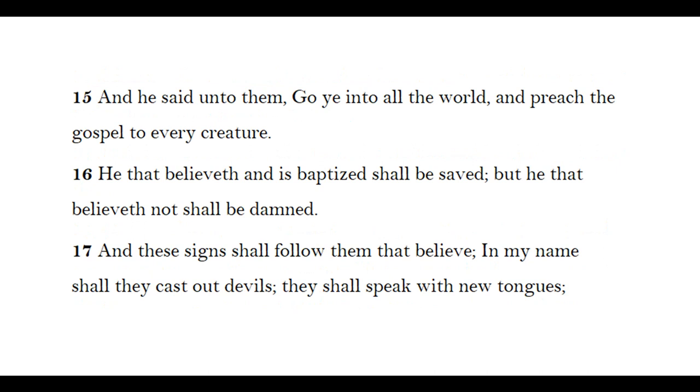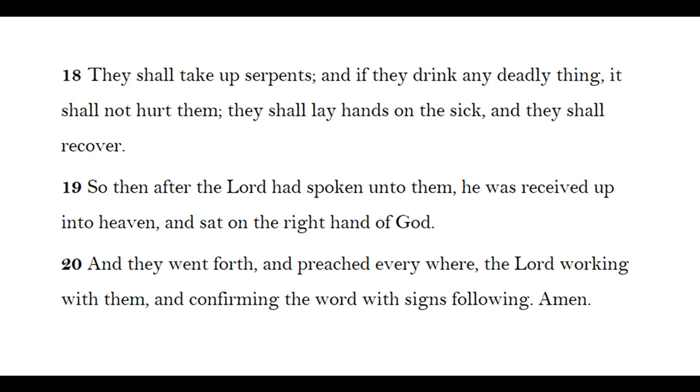And he said unto them, Go ye into all the world, and preach the gospel to every creature. He that believeth and is baptized shall be saved, but he that believeth not shall be damned. And these signs shall follow them that believe. In my name shall they cast out devils. They shall speak with new tongues. They shall take up serpents. And if they drink any deadly thing, it shall not hurt them. They shall lay hands on the sick, and they shall recover.